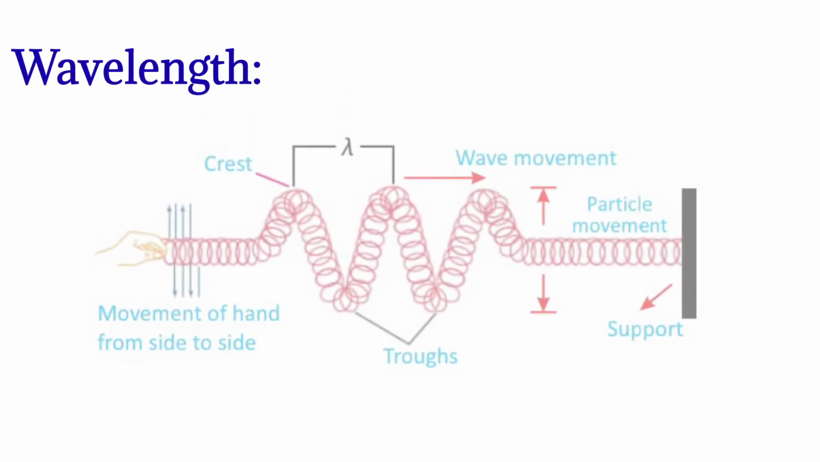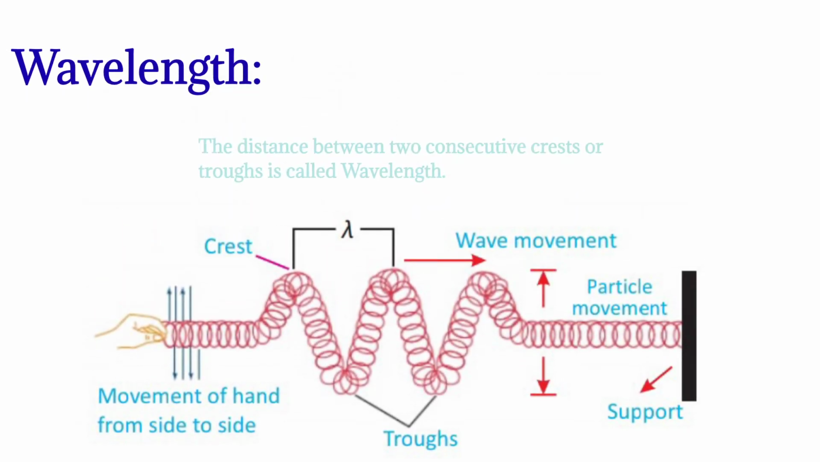Here is another term, wavelength. The distance between two consecutive crests or troughs is called wavelength.